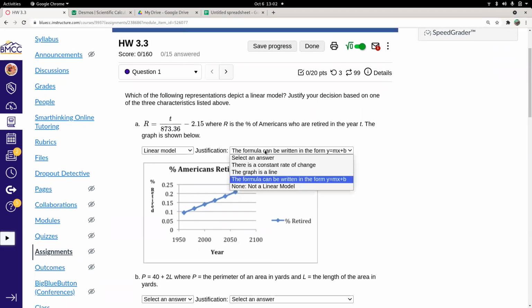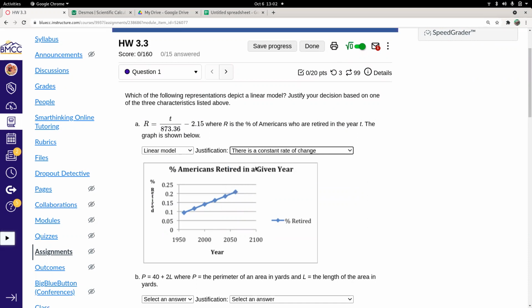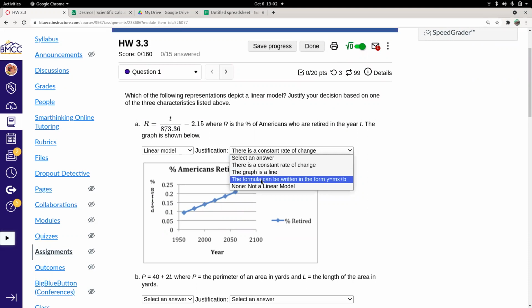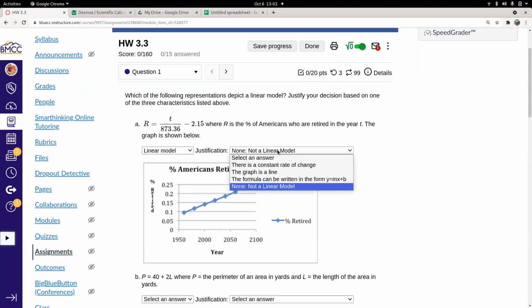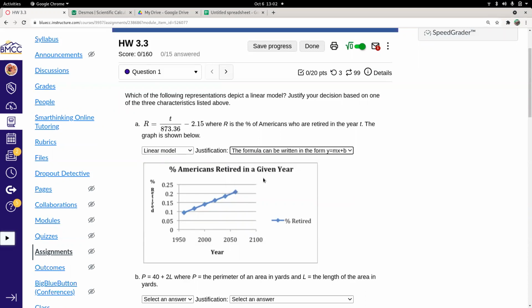But really, if we look at the graph here too, the graph is a line, that's true too. And I did identify a slope, so there is a constant rate of change. We can see that in the picture too. So the first three answers should work. Last one, this is definitely a line. All right, I'm going to go with my first pick there.